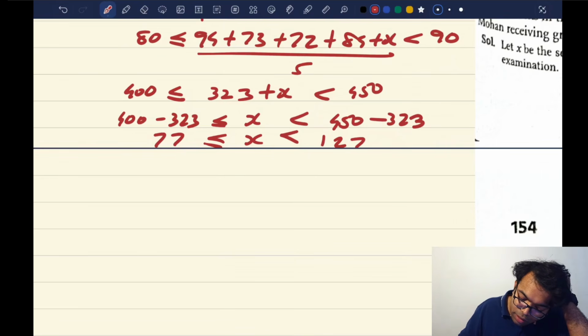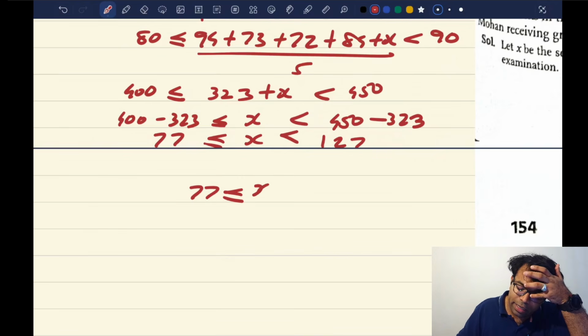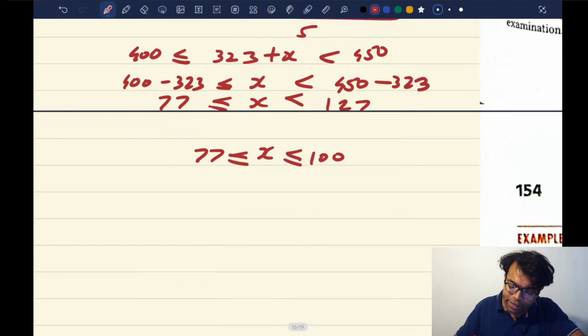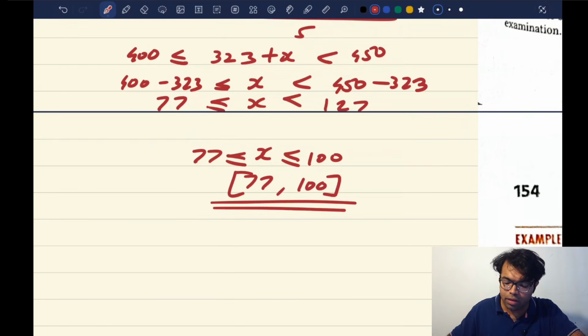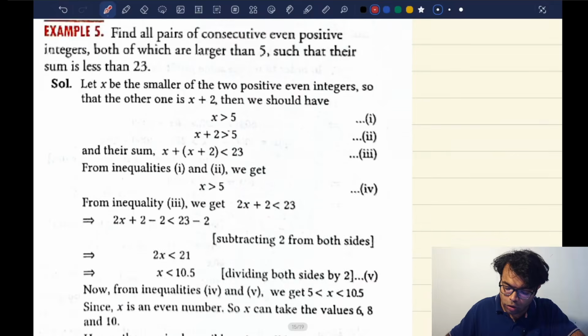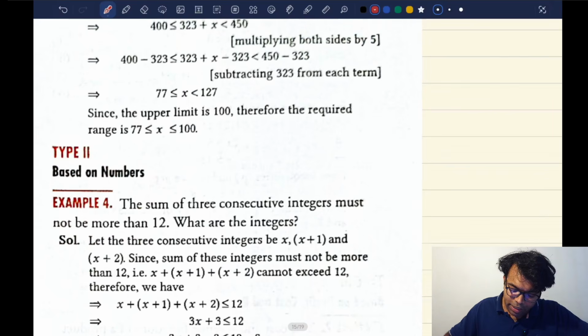So this is the solution that is coming out to you, but common sense dictates that he should get somewhere between 77 and 100. 77 should be less than or equal to x should be less than or equal to 100. Okay, that should be the range. So 77 comma 100. Clear? You're also getting the same answer? Okay, next question.